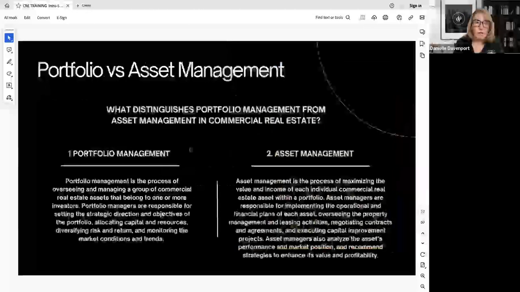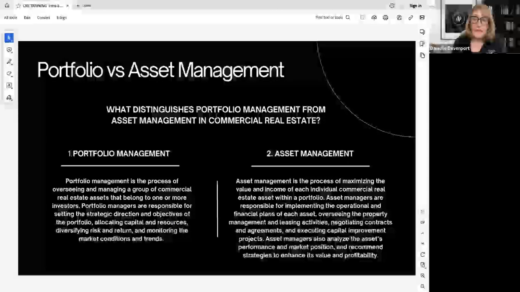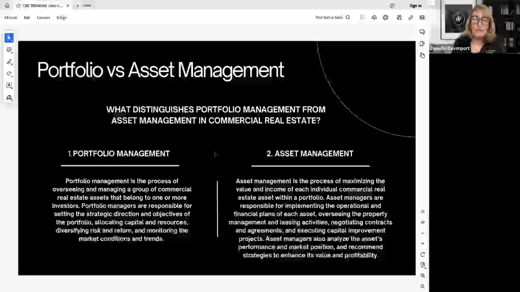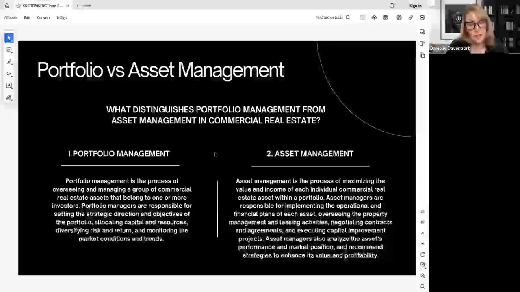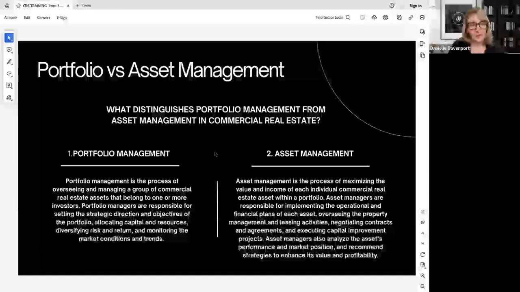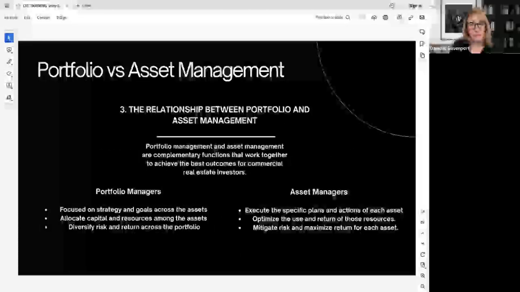So, portfolio versus asset management. Portfolio management is managing the whole portfolio for a particular investor, whereas an asset manager is someone who manages that particular asset. Just imagine if you were, you know, Trump. I'm sure there's one person that manages Trump Tower, and then there's someone that manages everything from a strategic direction. And I don't use Trump as an example because I like him. It's just the first thing that came to mind. So let's not go there.